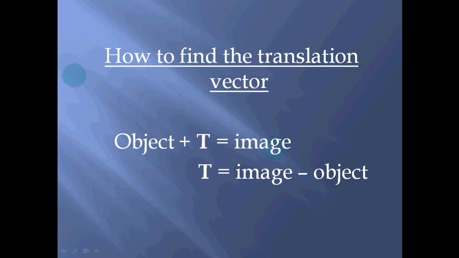Implying that when we make T the subject of the formula, we have translation vector is equal to image minus object, meaning that the column matrix representing the image point subtract the column matrix representing the object point. Then we are finding the translation which is mapping the original point onto the image point.